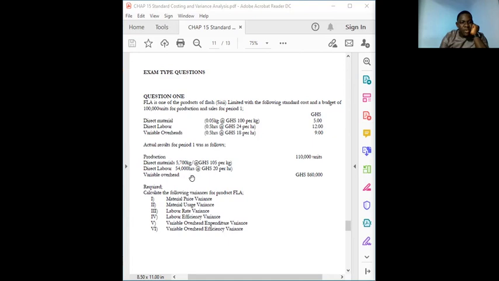it also required 0.5 hours. Okay, so the variable production overhead cost incurred is 860. Required: calculate the following variances for product Flour. 1, direct material price variance, direct material usage variance, labor rate variance, labor efficiency variance, variable production overhead expenditure variance, and variable overhead efficiency variance.